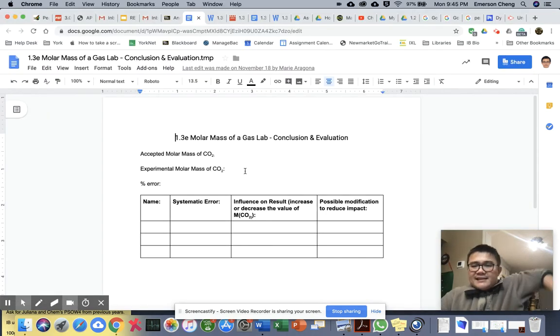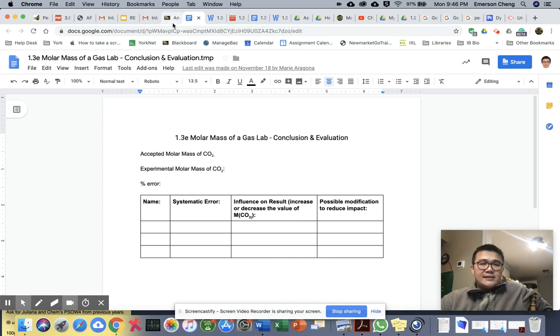Now, in terms of systematic error, look over what you have done with your classmate. Make sure you talk about the systematic error. How does it influence the result? What are the ways you could reduce the impact?